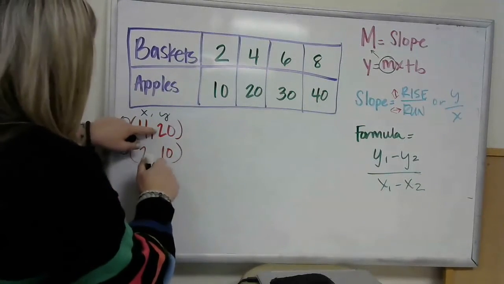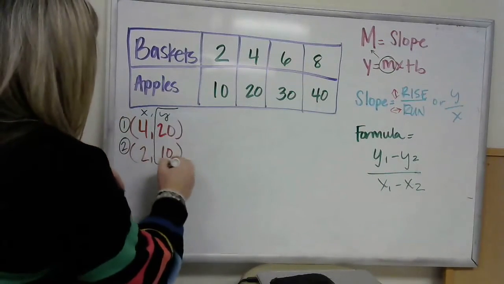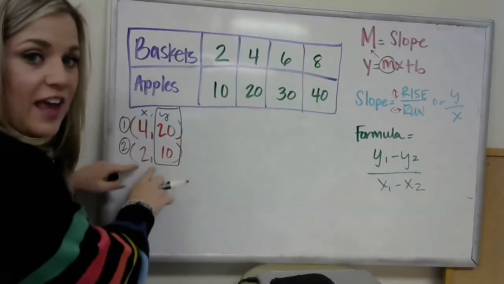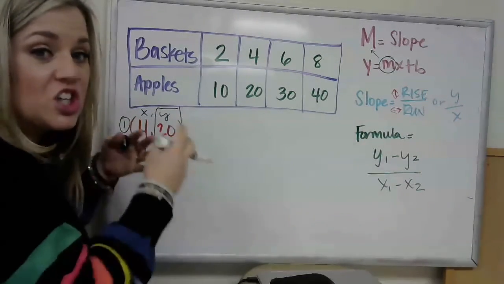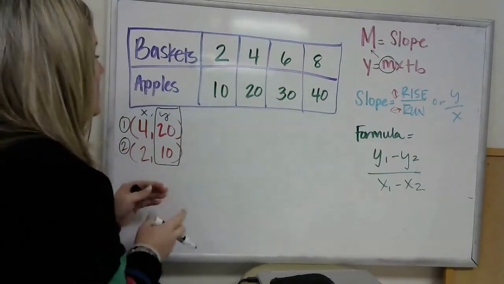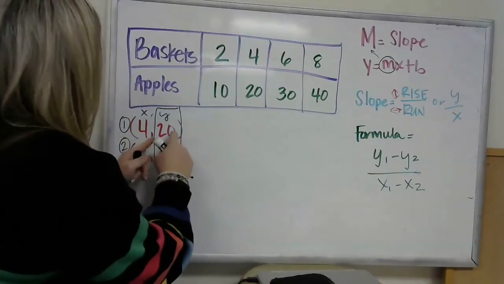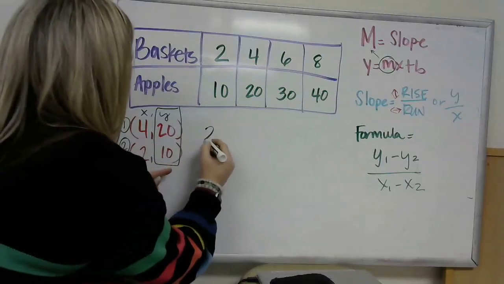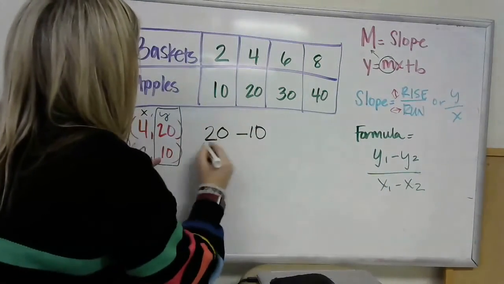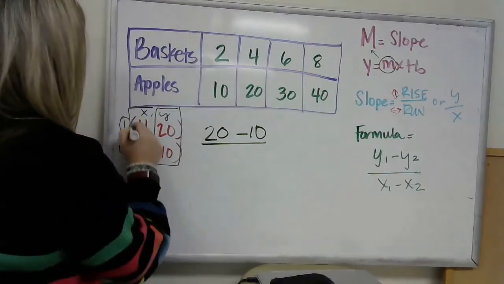All right, so my formula is y1 minus y2. So y1 is right here. These are my y coordinates, and it's the change in y over the change in x. How did the x and y coordinates change? That's how you find the slope. It's the change in y on top of the change in x. So here are my y's. I'm going to do y1, which is 20, minus y2, which is 10, over my change in x's.